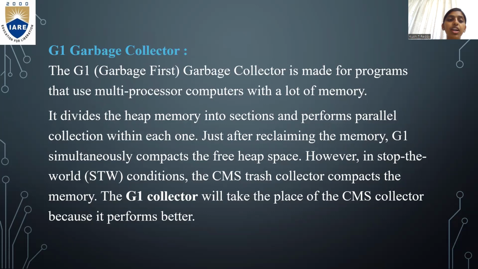Coming to the G1 garbage collector, it is made for programs that use multi-processor computers with a lot of memory. It divides the heap memory into sections and performs parallel collection with each one of them. Just after reclaiming the memory, G1 simultaneously compacts the free heap space. However, in stop the world conditions, the CMS collector compacts the memory. The G1 collector will take the place of the CMS collector because it performs better.